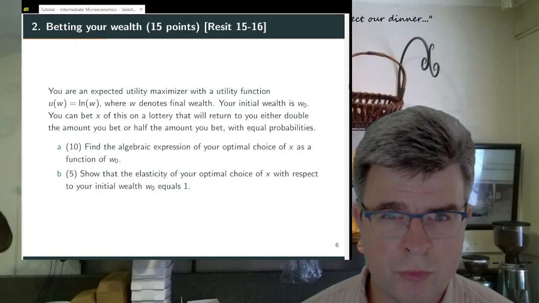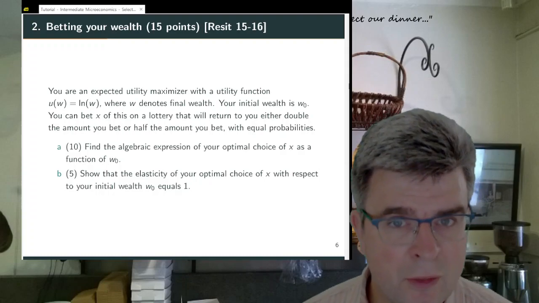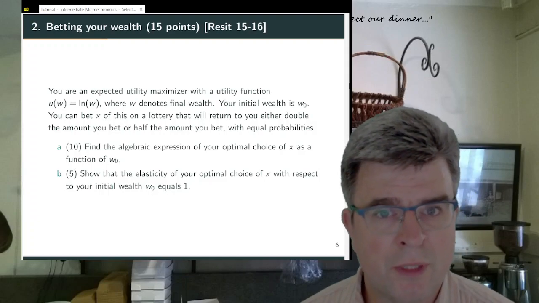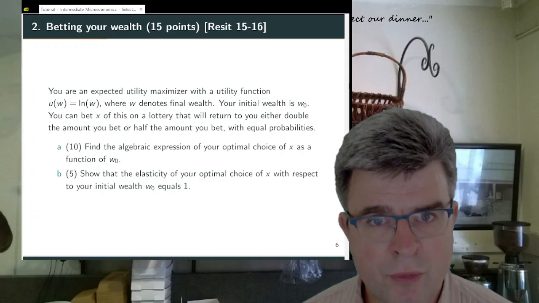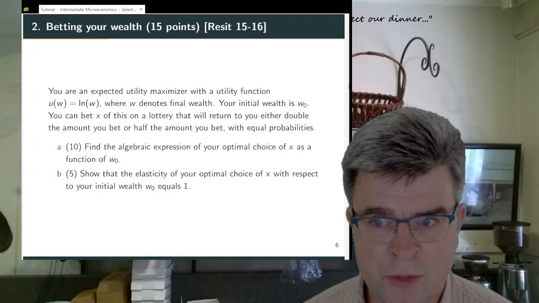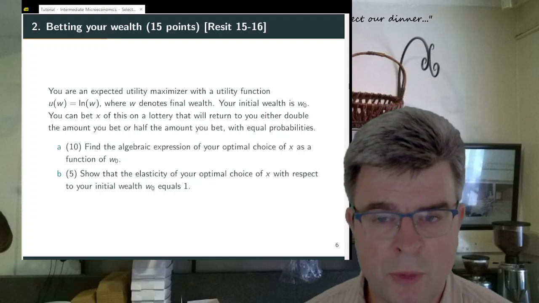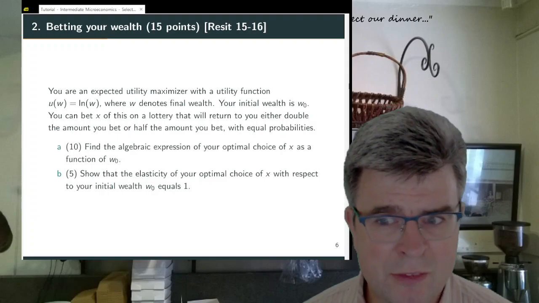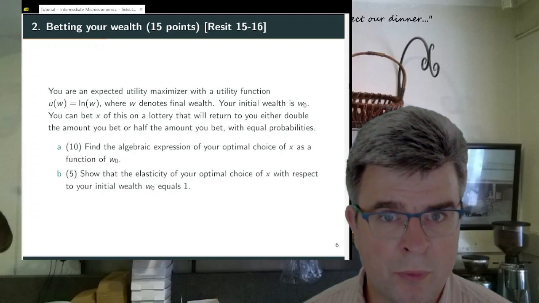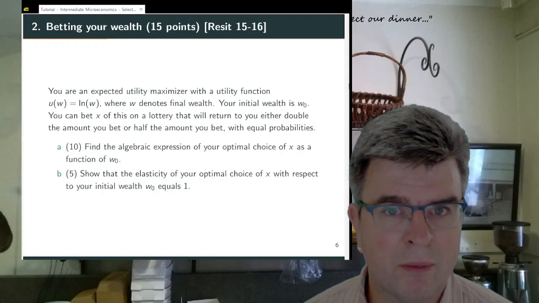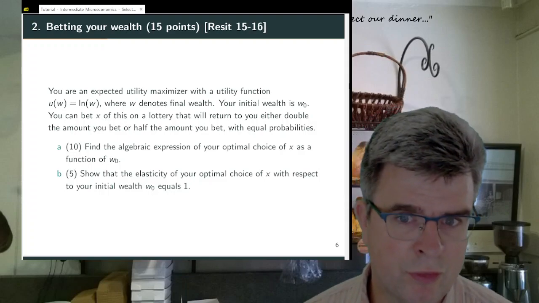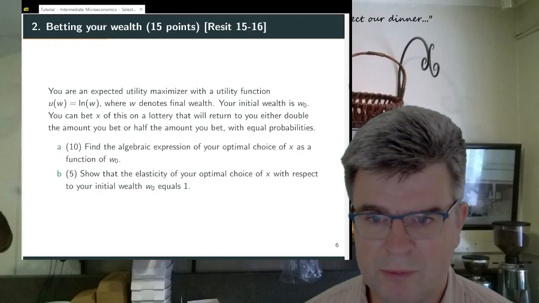Exercise 2 of selected set 4, betting your wealth. Suppose now that you're an expected utility maximizer with a utility function, which is a natural logarithm of your final wealth. Your initial wealth is W0, and you can bet X on a lottery that will return you double the amount that you bet if you win, or half of the amount with equal probabilities.